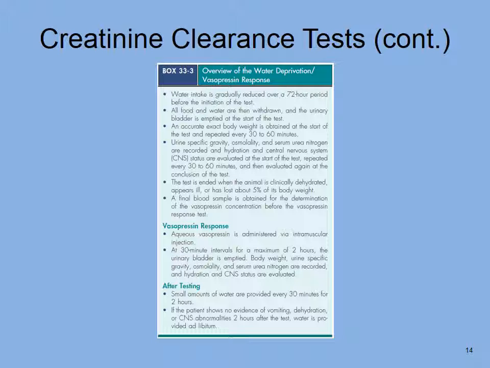If you feel like it, pause the video, read through this. It tells you how to do a water deprivation test. Not to say I've never done one, but again, not commonly used.